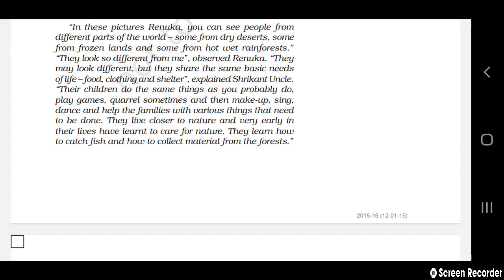And the children do the same things as you probably do. Shrikant uncle says, they play games, quarrel sometimes and then make up, sing, dance, and help their families with various things that have to be done.